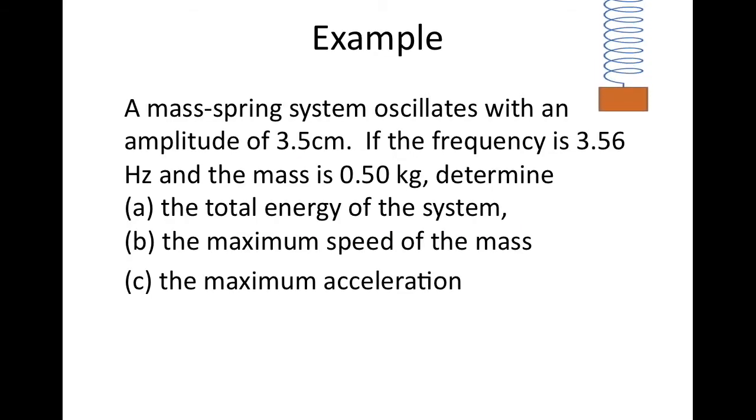Here's an example for you to try. A mass spring system oscillates with an amplitude of 3.5 centimeters. If the frequency is 3.56 hertz and the mass is 0.50 kilograms, determine the total energy of the system, the maximum speed of the mass, and the maximum acceleration. Go ahead and start this video back up when you're finished.